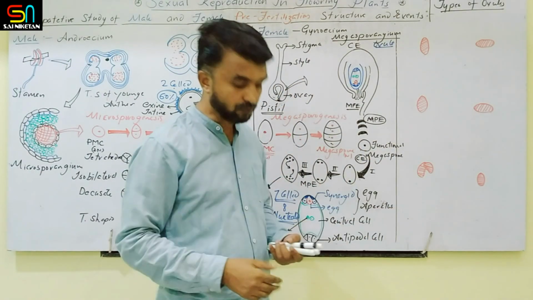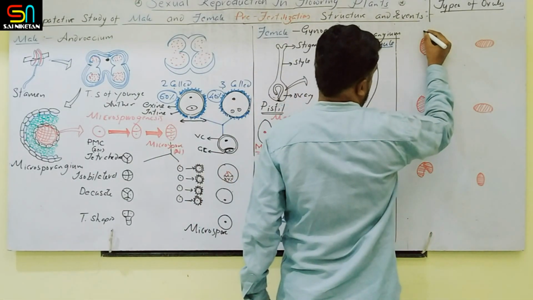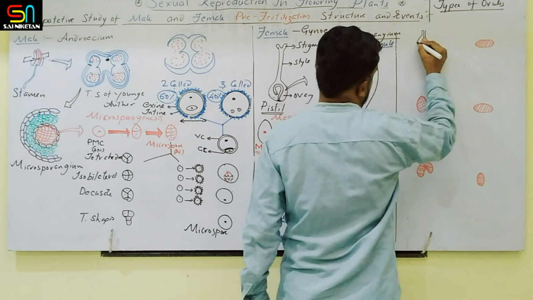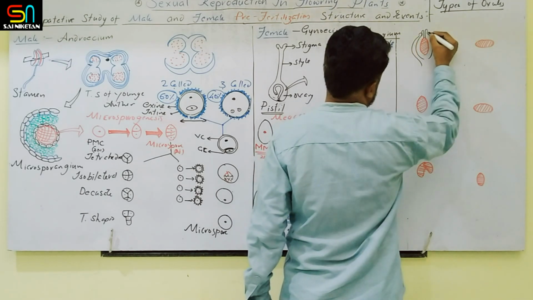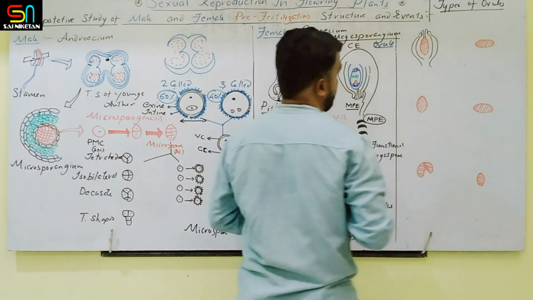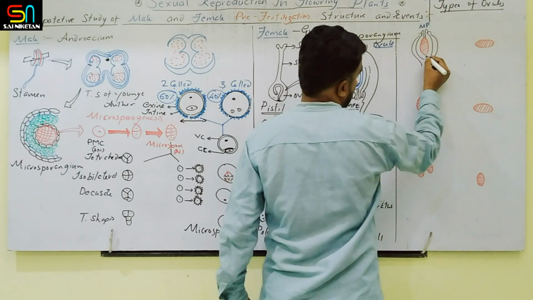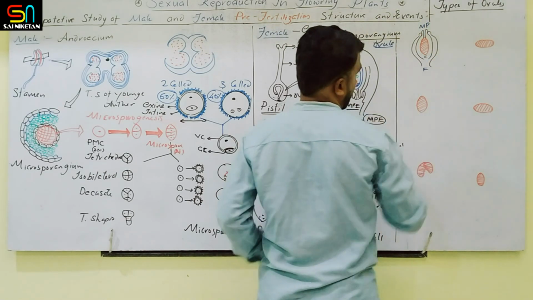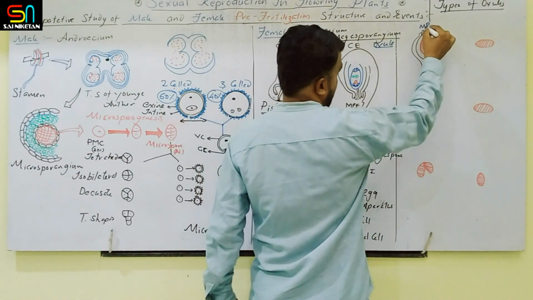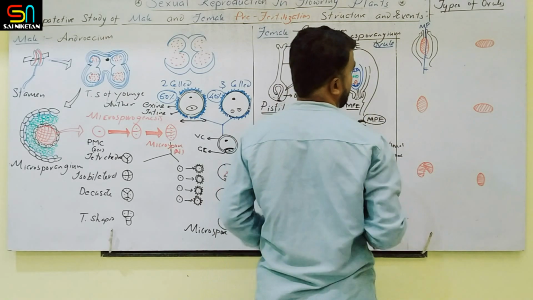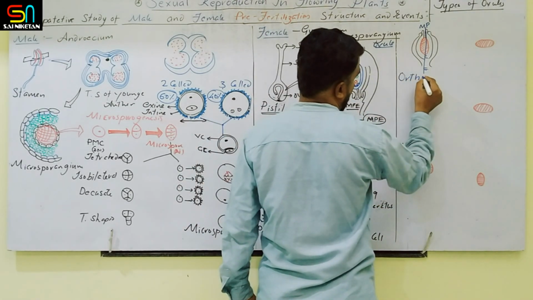Now I will draw the ovule. First, I will draw the figure. So this is a simple one. Here are the micropylar end, chalaza and funicle. Can you locate this? Micropyle, chalaza, funicle. If they are in a straight line, this type of ovule is called orthotropous.